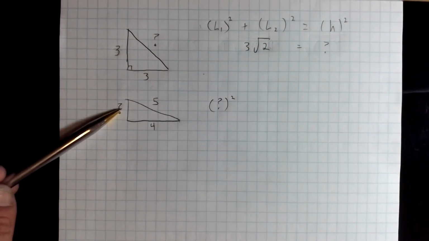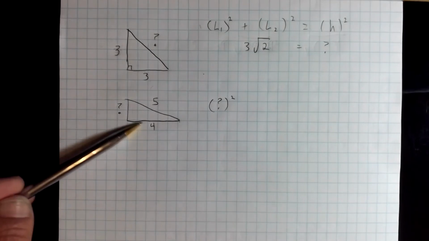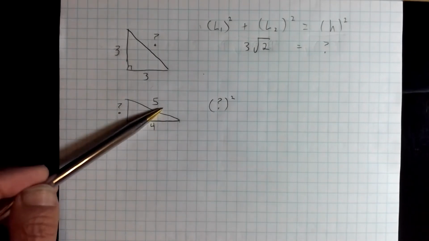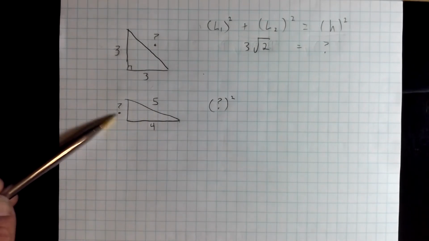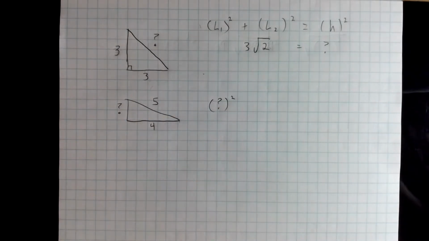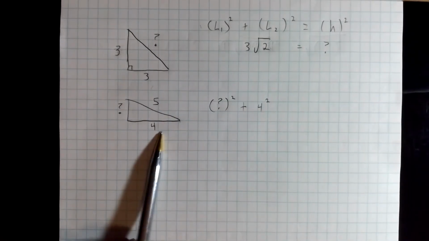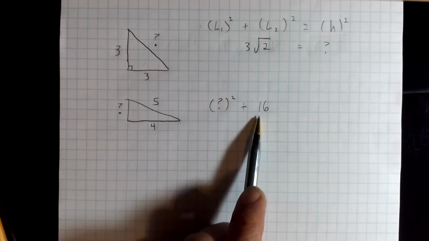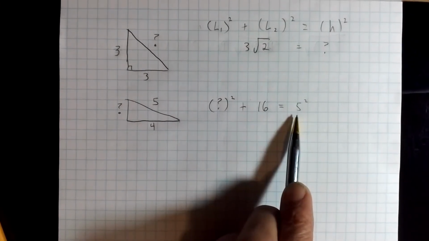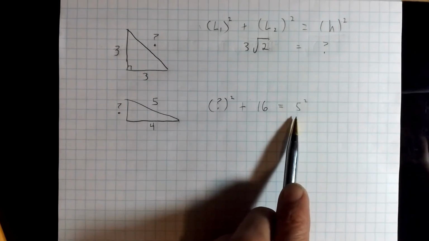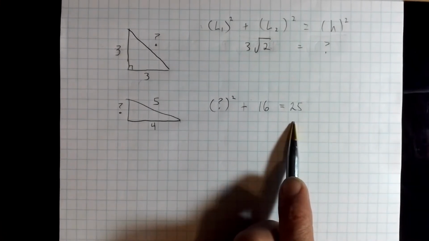I know that this multiplied by itself plus this multiplied by itself equals this. So I'm just going to write this squared. So the question mark squared plus 4 squared, which turns out to be 16 because 4 times 4 is 16. All of that has to equal 5 times itself, which becomes 25.